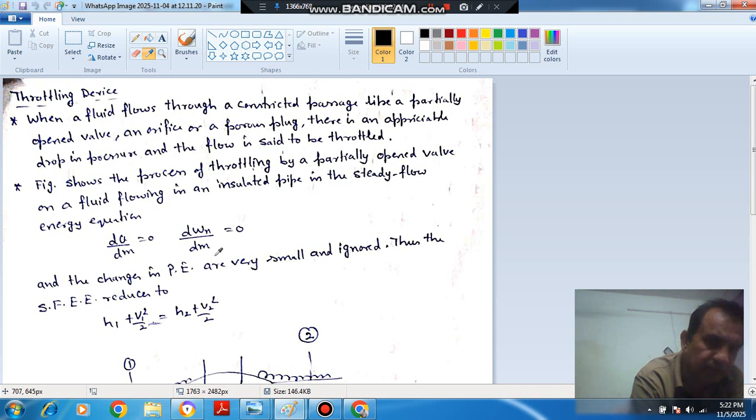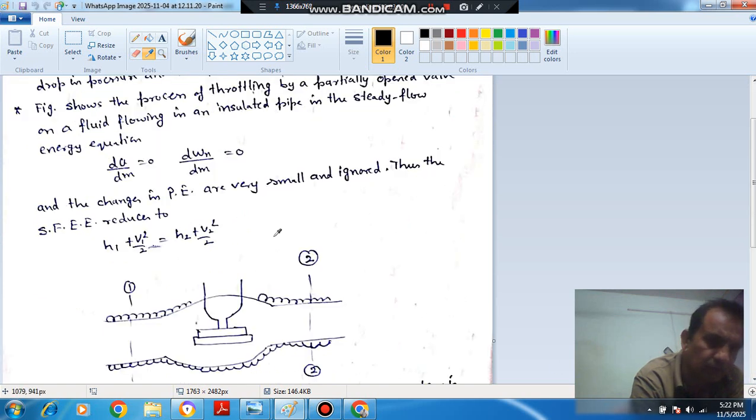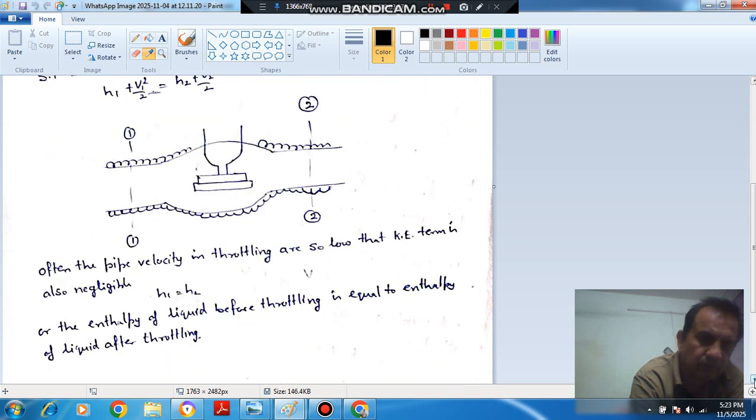In the steady flow energy equation, dq by dm is equal to 0 and dw by dm is equal to 0, so no heat, no work. The changes in potential energy are very small, as this level is the same as this level. Thus, the steady flow energy equation reduces to h1 plus v1 square by 2 is equal to h2 plus v2 square by 2. In an open pipe, velocity and throttling are so low that the kinetic term is also reduced, so this is negligible. So h1 is equal to h2, or the enthalpy of the liquid before throttling is equal to the enthalpy of the liquid after throttling. So this is your throttling flow.